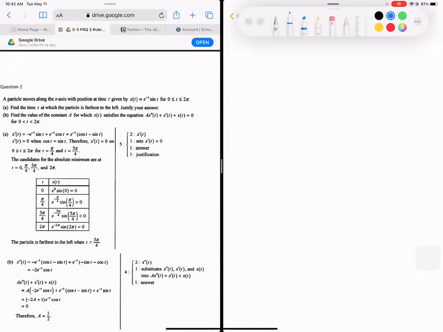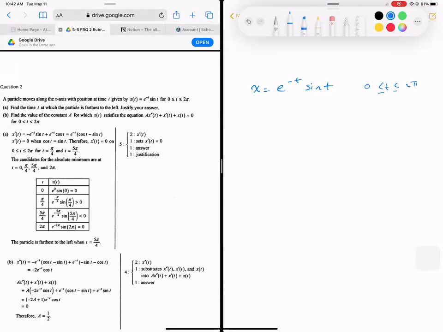A particle is moving along the x-axis with a position at time t given by the equation x is equal to e to the negative t sine of t. And we're looking at time t between 0 and 2 pi.